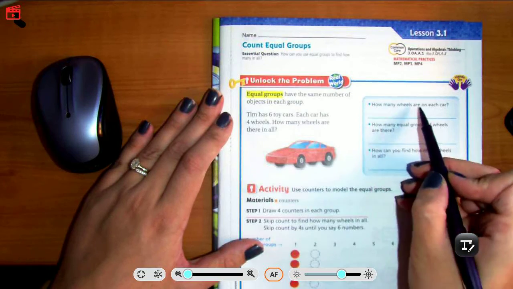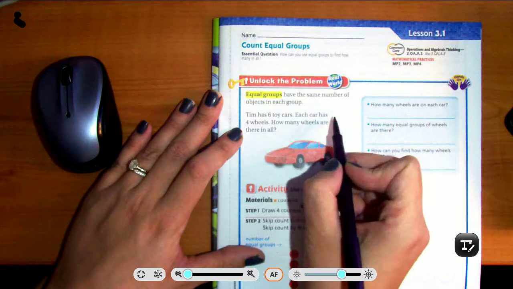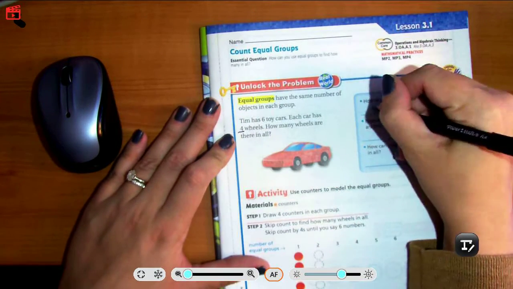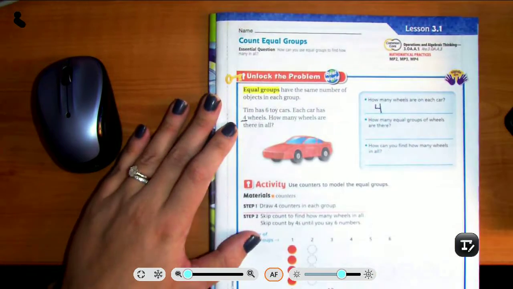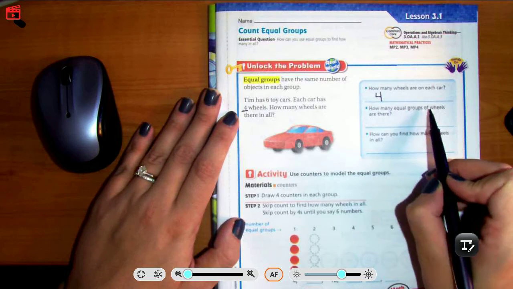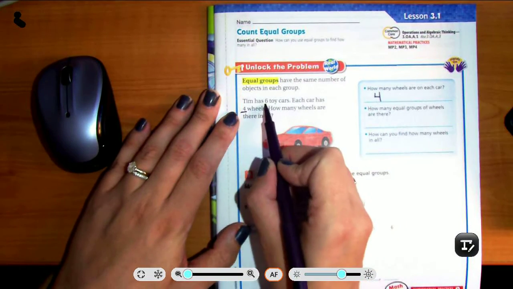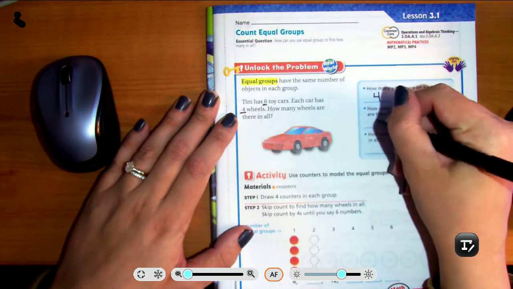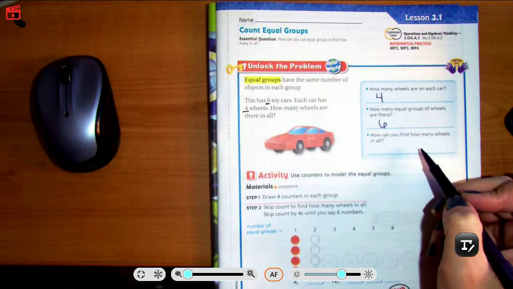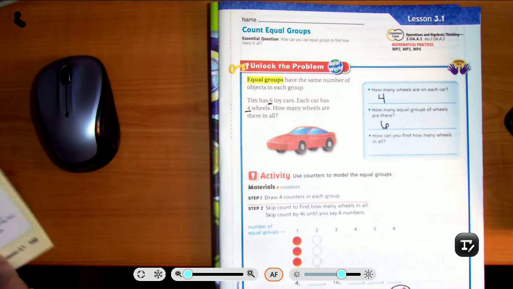So how many wheels are on each car? I'm going to go back to my story. How many wheels are on each car? Each car has 4. How many equal groups of wheels are there? How many cars are there? 6. How can you find how many wheels are in all?